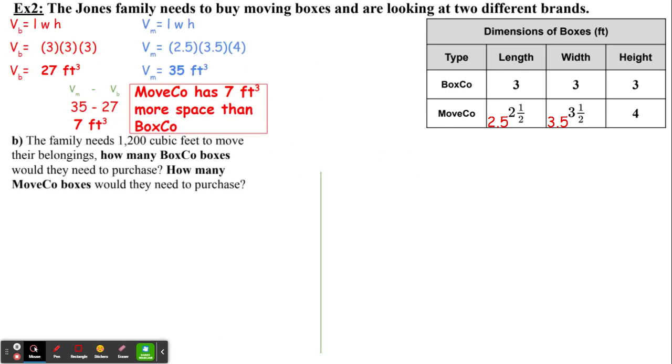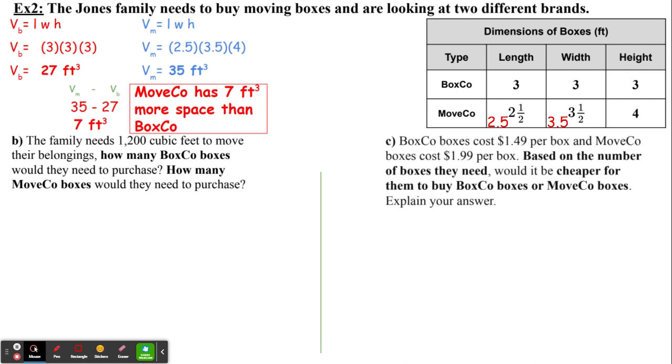Okay. Remember, they need to move 1,200 cubic feet of stuff. So how many Boxco boxes would they need to purchase? And how many MoveCo boxes would they need to purchase? Then you're like, okay, obviously they need to go with the bigger box because then they'll have to purchase less, right? If they have 1,200 cubic feet worth of stuff. But you also have to consider how much it costs per box. So what's better?